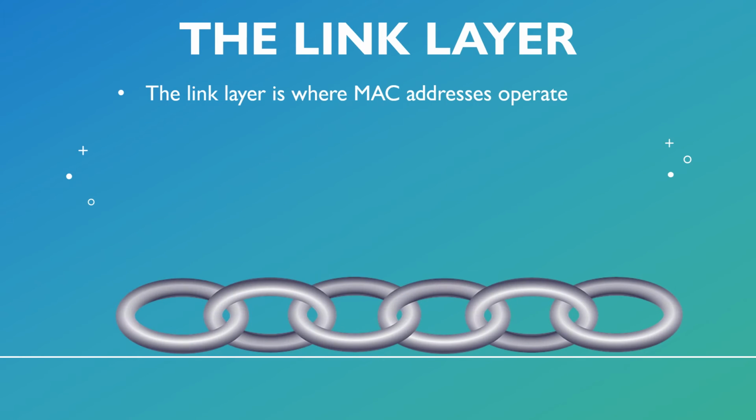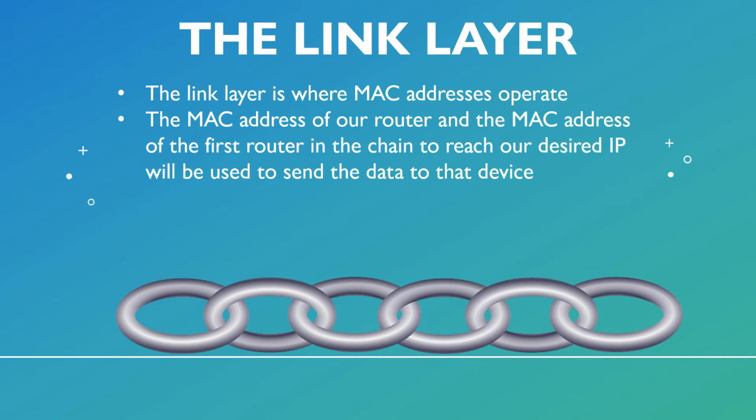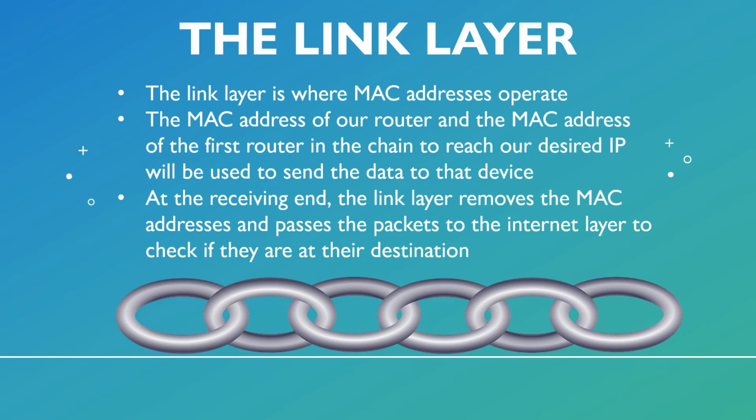The link layer is where MAC addresses operate. The MAC address of our router and the MAC address of the first router in the chain to reach our desired IP will be used to send the data to that device. At the receiving end, the link layer removes the MAC addresses and passes the packets to the internet layer to check if they're at their destination yet.